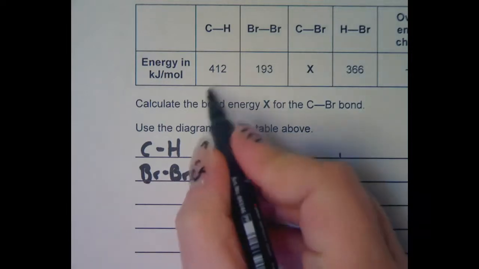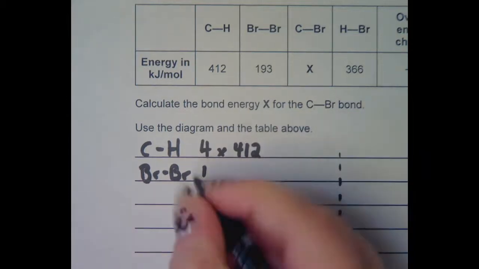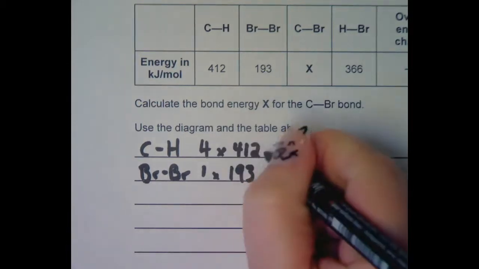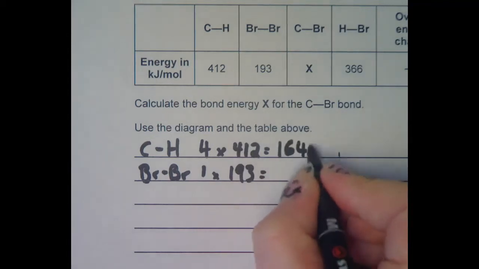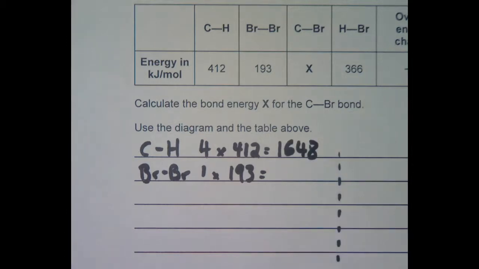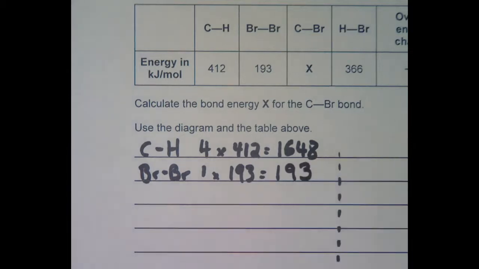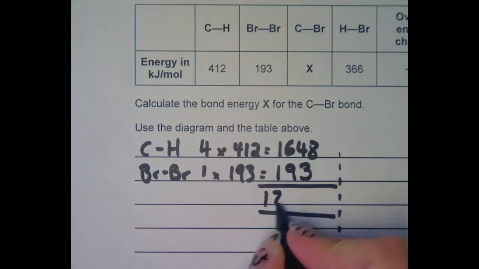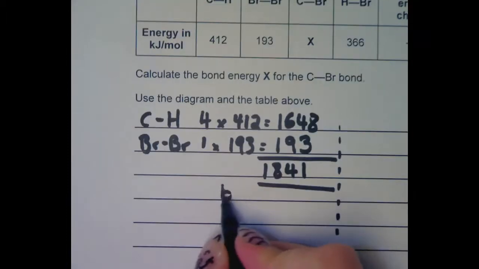Carbon to hydrogen bond has got an energy association of 412 kilojoules per mole. Bromine has got 193 kilojoules per mole. Multiplying those together, 4 times the 412 is 1,648. The 1 times the 193, I didn't even need my calculator to do this one, is 193. Add those numbers together. Total energy required for breaking all of the bonds on the left hand side is 1,841 kilojoules per mole. I will just add here that that is for breaking.